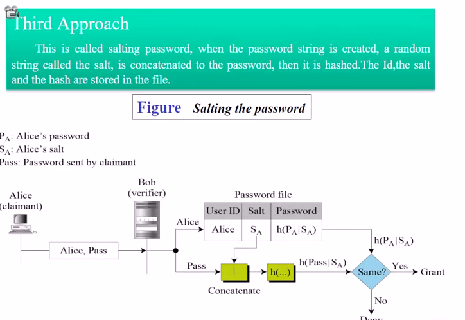Third approach, called salting the password. When the password is created, a random string called the salt is concatenated to the password. Then it is hashed. The ID, the salt and the hash are stored in the file. The figure explains salting the password. Salting makes the dictionary attack more difficult. If the original password is 6 digits and the salt is 4 digits, the hashing is done over 10 digits. This means attackers need to make a list of 10 million items and create a hash for each of them. It is very difficult to find the original password.